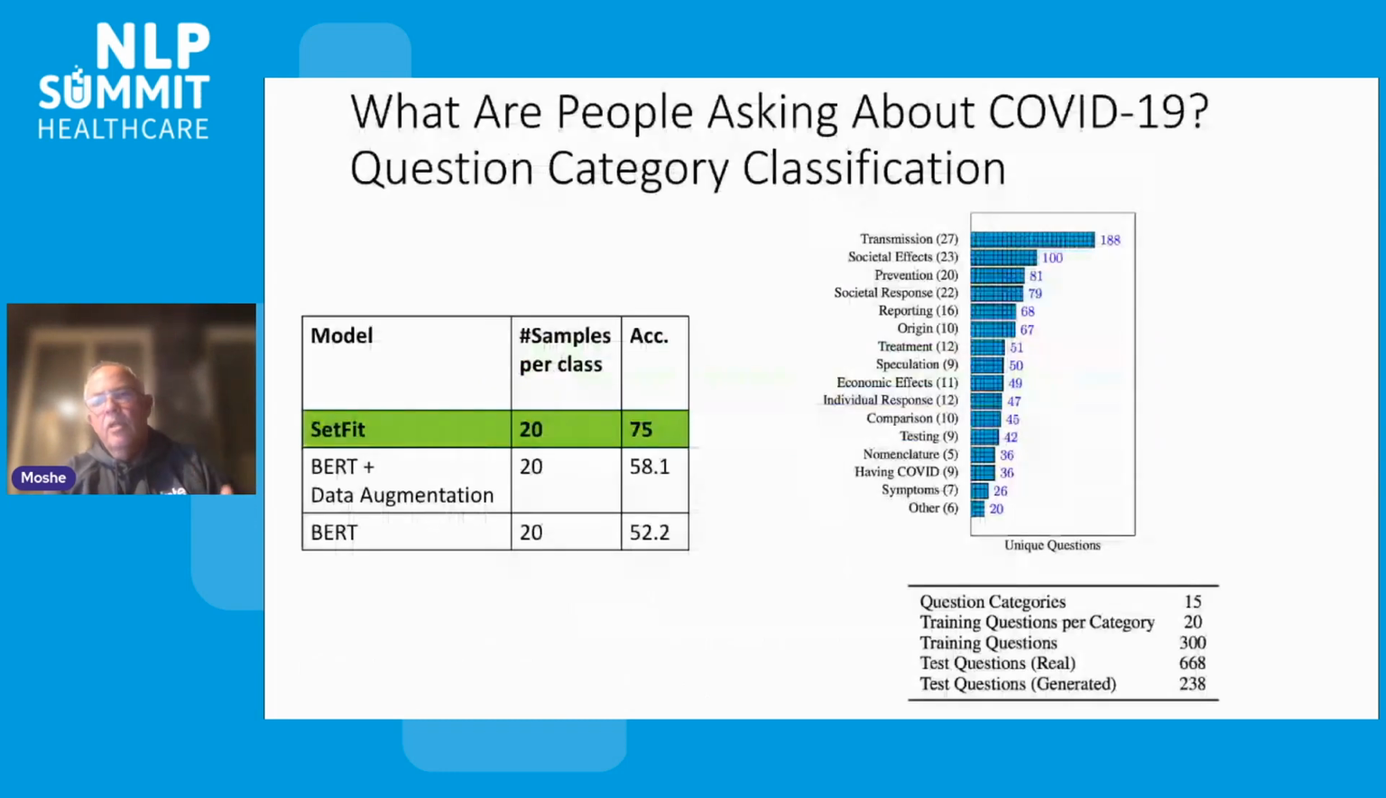Here are the results for the COVID-19 question classification dataset. We allowed only 20 samples per class, a typical few-shot scenario. In total, 15 question categories. The result for BERT plus data augmentation, as reported in the paper, is 58.1. And what we see here is that SetFit outperformed the best result with a significant gain and even got close to 75% accuracy. Of course, this is only with 20 samples per class.